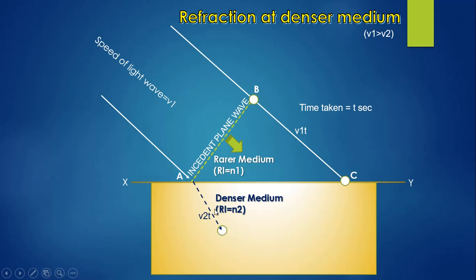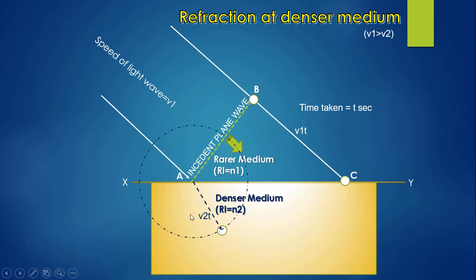So now we have to take this distance as a radius and A as a center. This is a very important step. You have to take the distance covered in the denser medium by this incident plane wave, take this distance as a radius and A as a center, then draw one sphere around the point A like this.